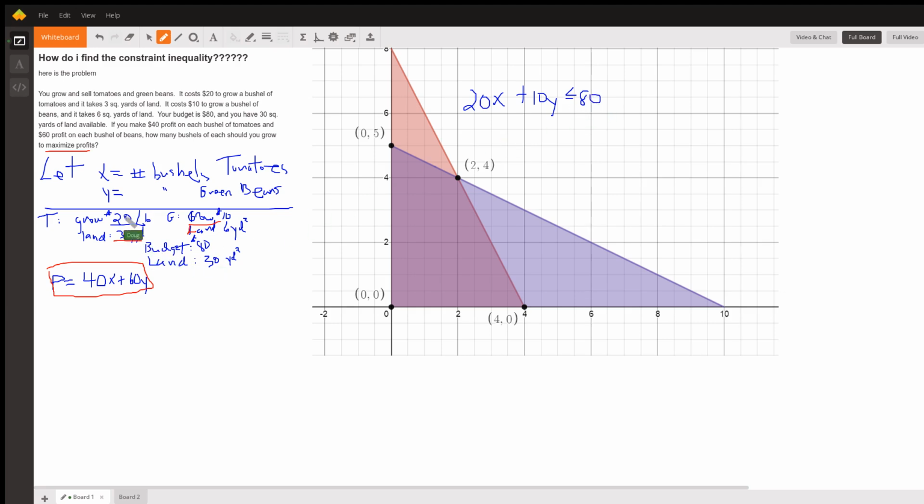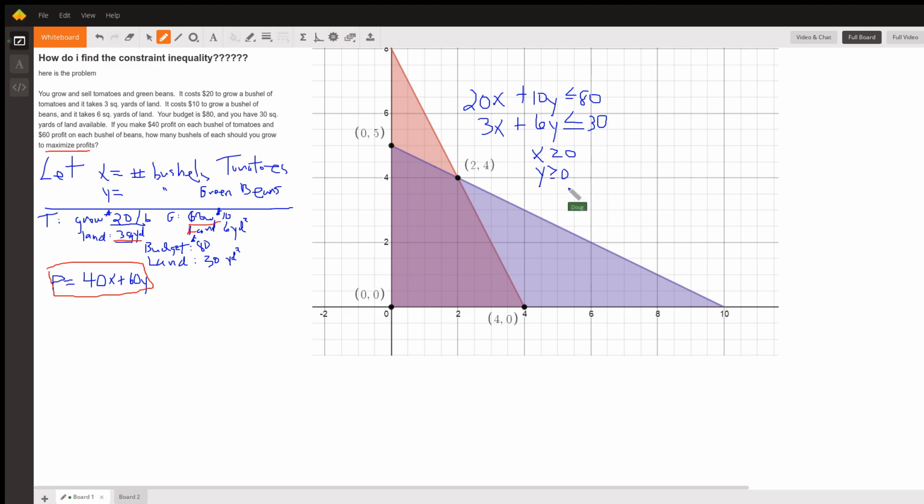And as far as the land that's available, for tomatoes, you use 3 square yards, so 3x, plus for green beans, 6 square yards. And you only have 30 square yards of land. So the total amount of land that you use has to be less than or equal to 30. And also, x has to be greater than or equal to 0. You wouldn't talk about a negative number of bushels. And y has to be greater than or equal to 0.